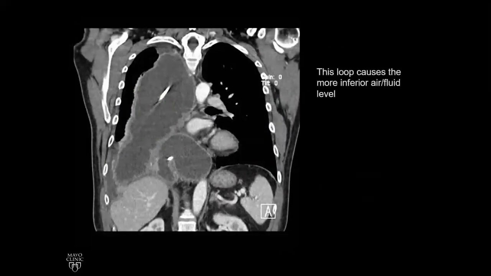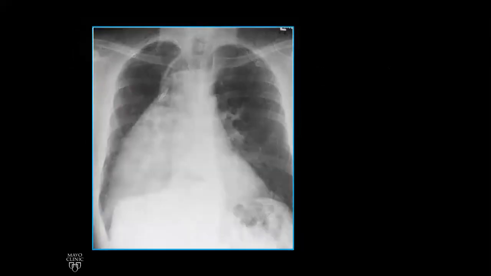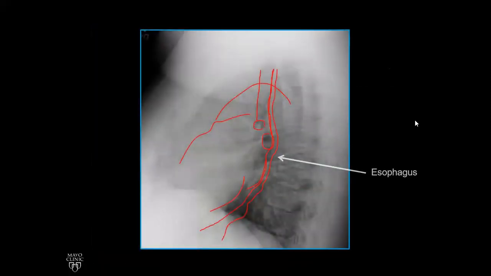This is a frontal. This loop there causes the more inferior air fluid level we saw in the lateral radiograph. If we fill in there, this is all dilated esophagus. There's our air fluid level there. This patchy lucencies is air and food in the esophagus. All right, we move on.